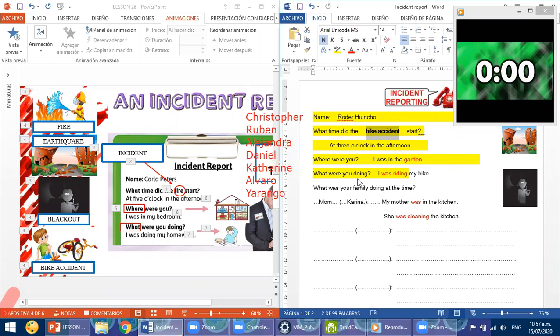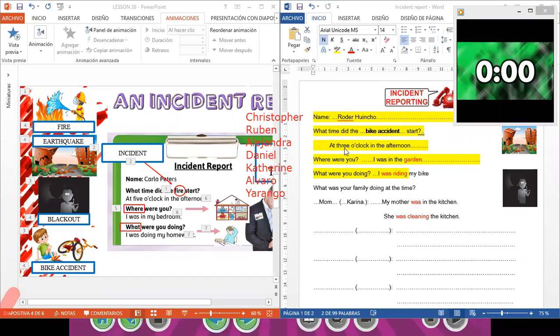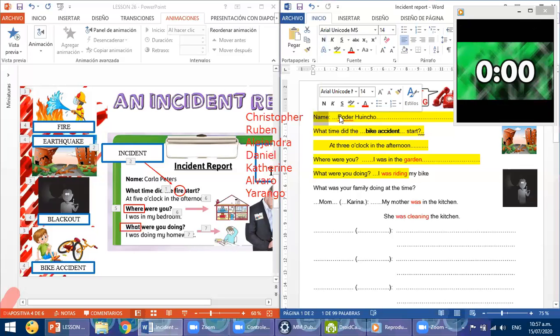Catherine, please read this part. Catherine, read please. Sure. Teacher. Read. Name Catherine Vincent, what time did the bike accident start? At 4 o'clock in the afternoon. Where? In the rock. Okay. What were you doing? I was reading my book. Okay, very good.